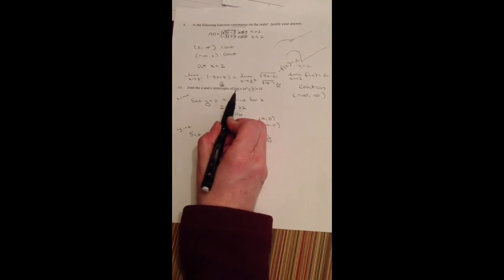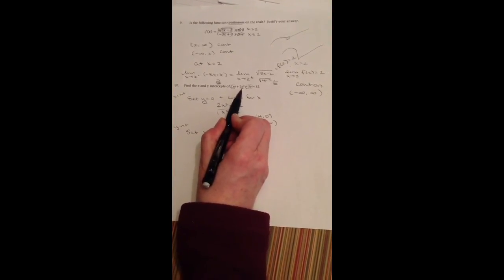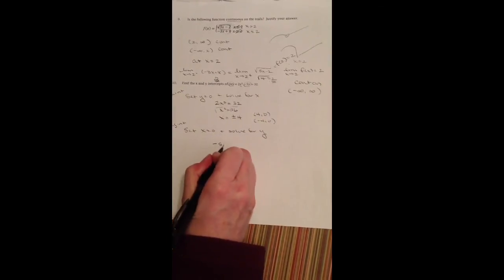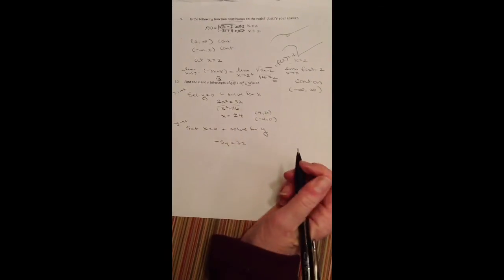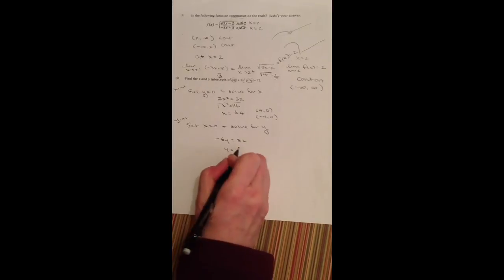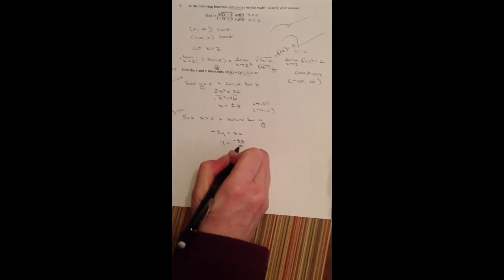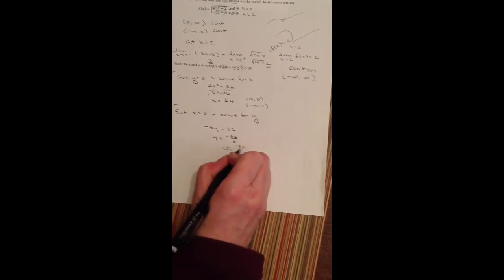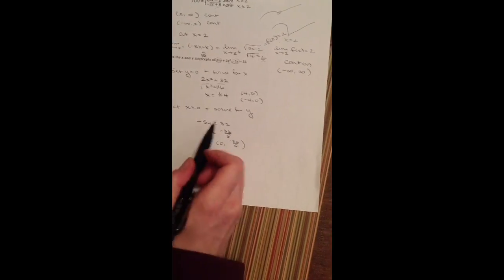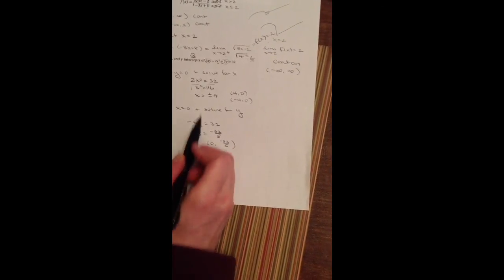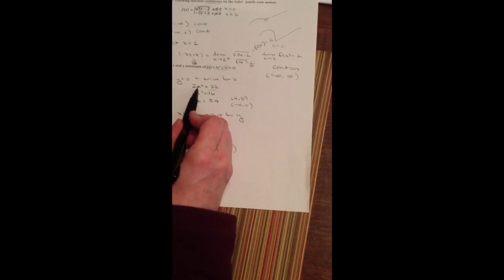For my y-intercept, when I set x equal to 0, this term will go to 0 again, but so will this one. And I'll be left with negative 5y equals 32. I'm going to divide both sides by negative 5, and there's my y-intercept, (0, negative 32 over 5). Just one y-intercept because y wasn't squared, two x-intercepts because x was squared.